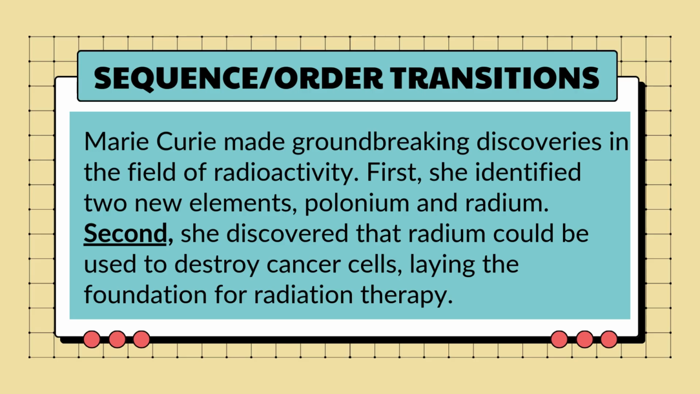Look at this passage that uses a sequence order transition. Marie Curie made groundbreaking discoveries in the field of radioactivity. First, she identified 2 new elements, polonium and radium. Second, she discovered that the radium could be used to destroy cancer cells, laying the foundation for radiation therapy. Here, the third sentence begins with an order transition word, and we can clearly see that an order transition word appears in the sentence before it. Now let's see what this type of question looks like using this same example.